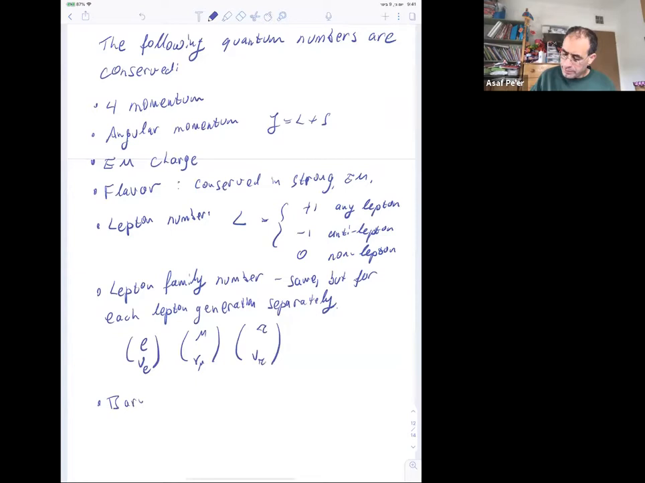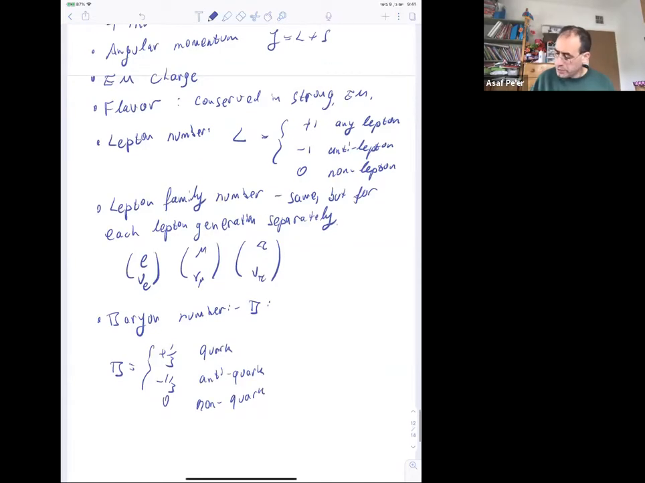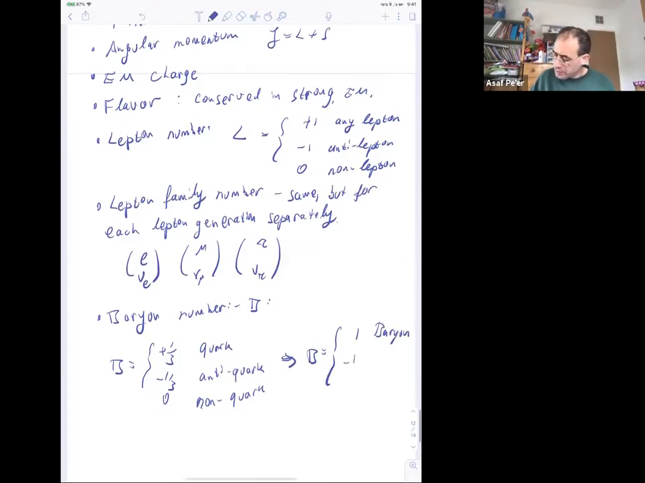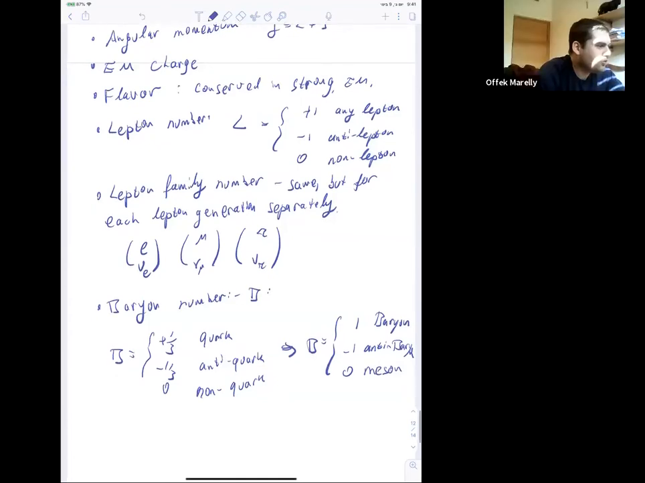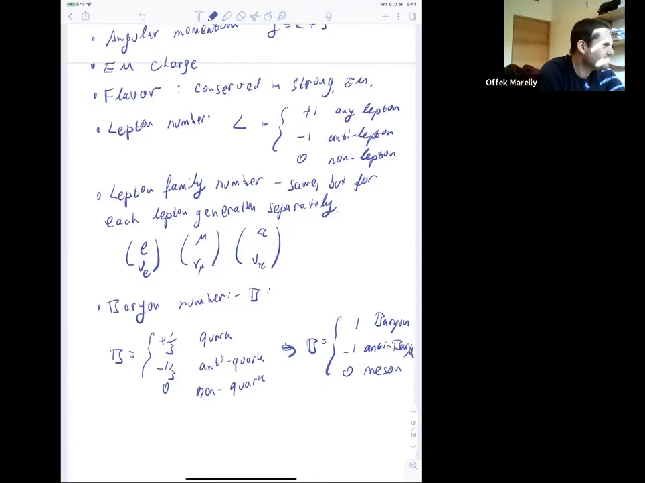You also have the baryon number. Again, it's called B. So we have B is 1/3 for any quark. It's a minus 1/3 for any anti-quark. And it's 0 for any non-quark. Which means that it is 1 for any baryon, minus 1 for any anti-baryon, and 0 for the meson. Isn't quark a plus 2/3 charge? Sorry? No, baryonic number. It's not the charge. Electromagnetic charge is something different than the baryonic number. Sorry. No, sorry, it's okay.